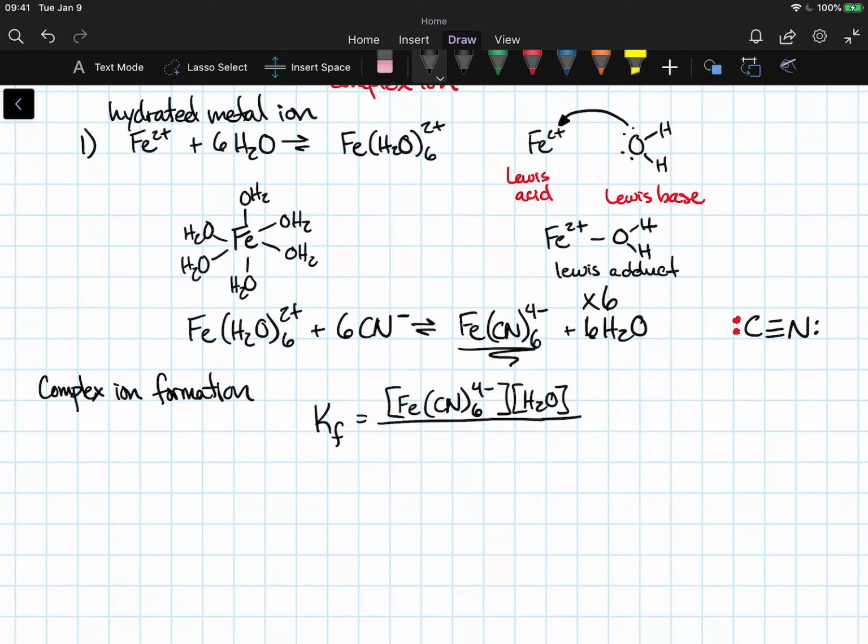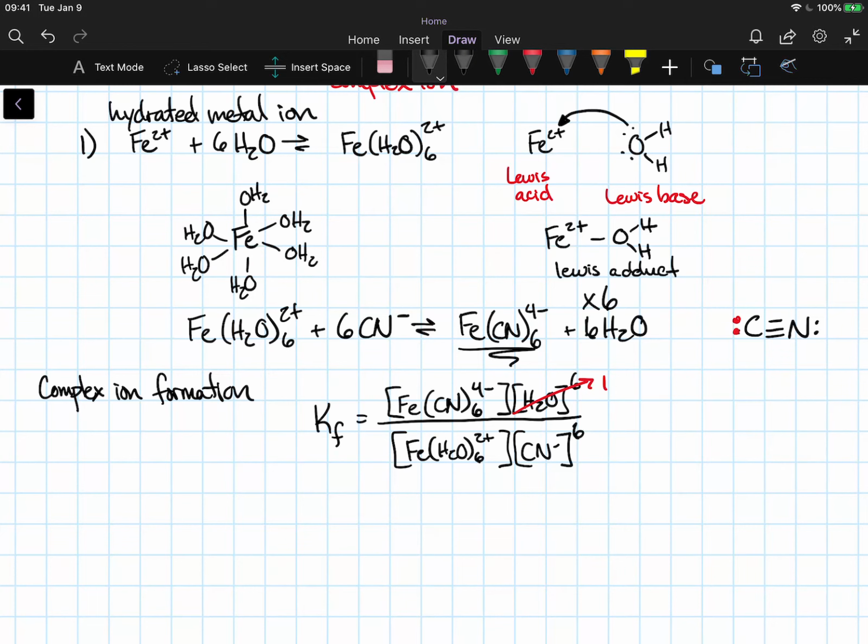So it's the concentration of the iron hexacyanide and the concentration of water, and the water is to the 6th power, over the concentration of the iron hexaaquo times cyanide to the 6th power. Now, because the concentration of water is essentially constant in these equations, this becomes 1, and we just forget about it.